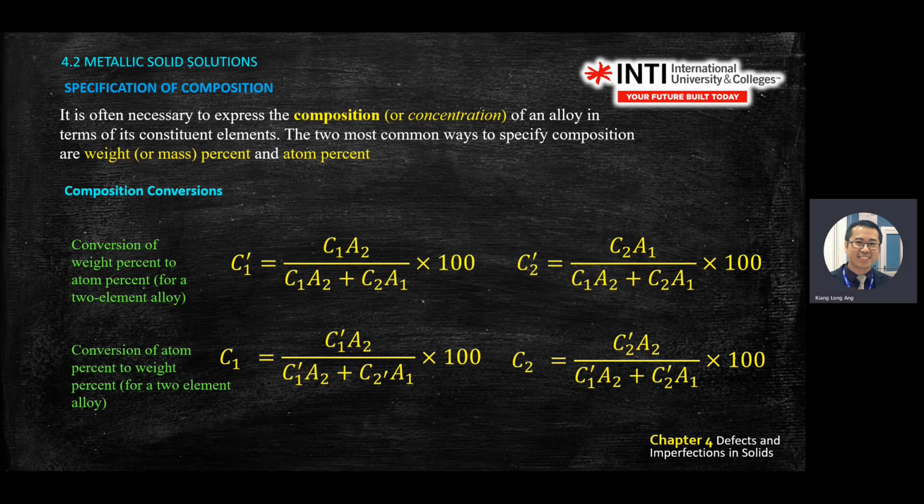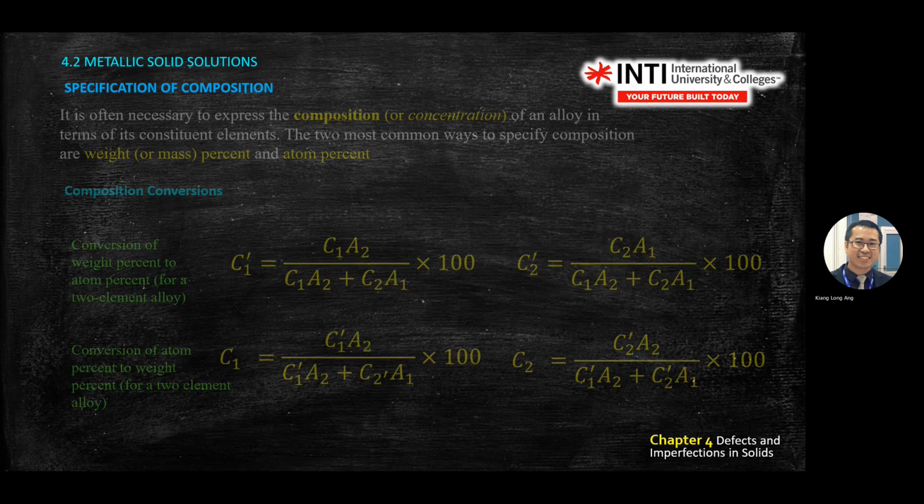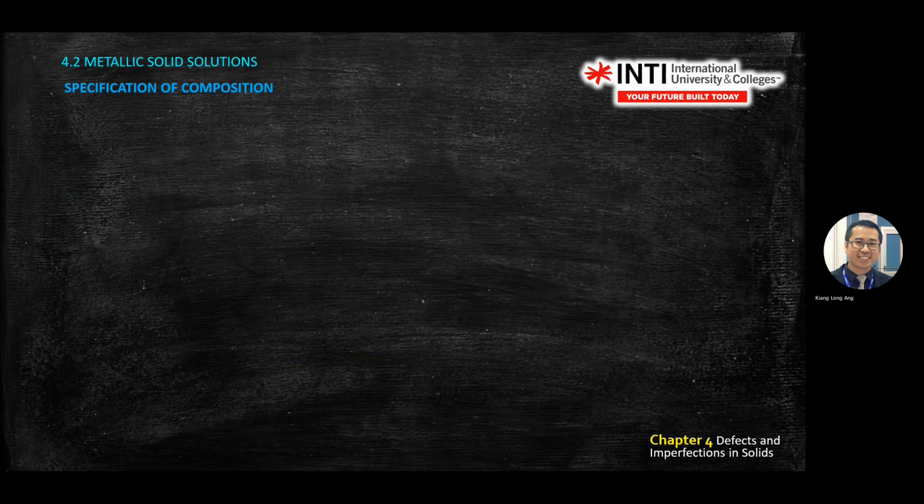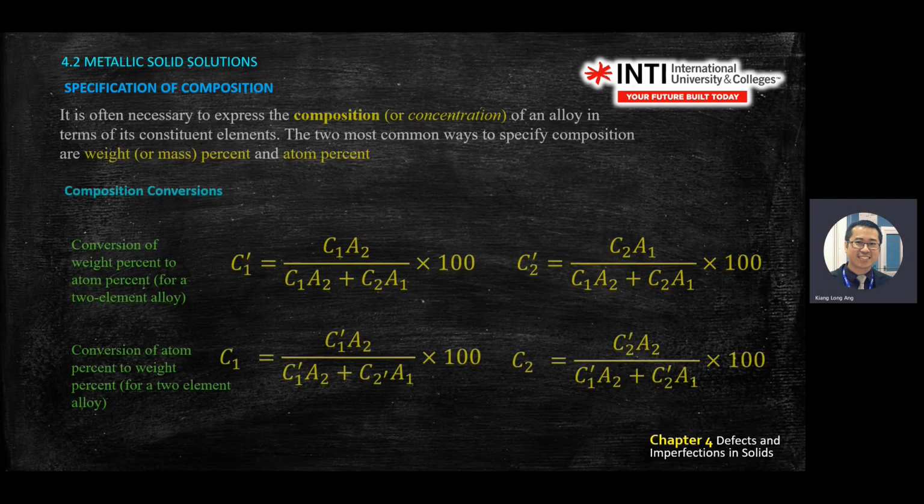Again, on this slide I skipped all the derivation steps. Straight away I give you the final equations. This equation is only for two types of alloying element. More than two, you need to derive from the base equation. Again, more than two is outside the scope of this module, because you are not majoring in materials. If you were, then we would go deeper.